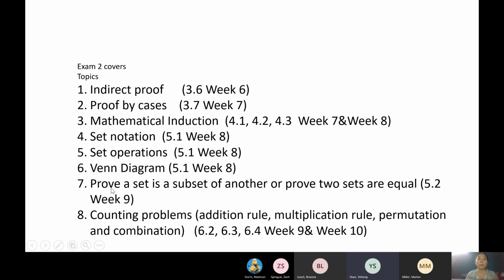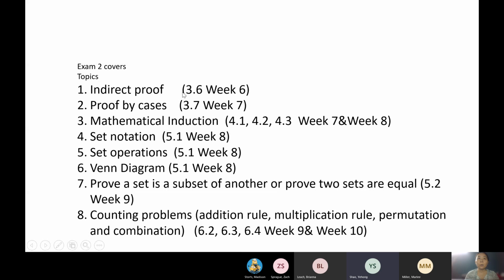Venn diagram, and the proof problem for chapter 5 will be how to prove a set is a subset of another or prove two sets are equal. Again, I notice in the grading, some students still have trouble with that. So today I will focus on that and go over the practicing. And if I have time, maybe go over the homework problems. And the last type will be counting problems using addition rule, multiplication rule, or permutation and combination.